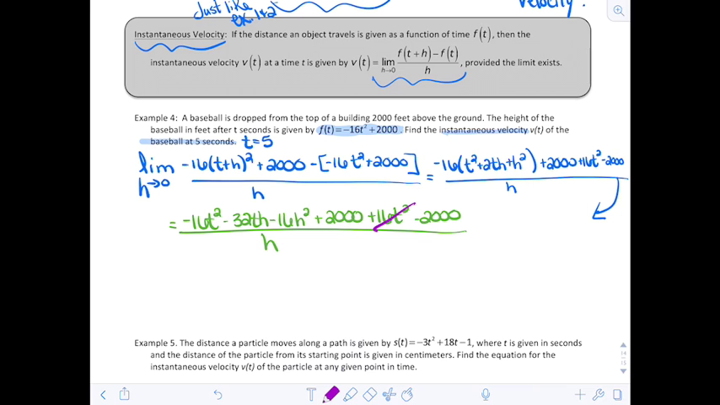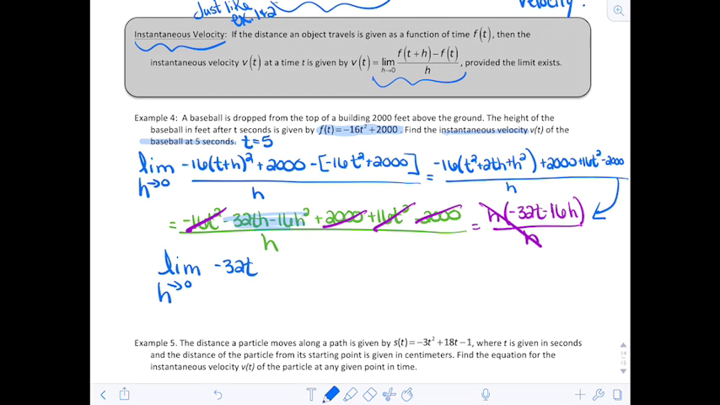And as I simplify, I have a positive 16t squared and a negative 16t squared, a positive 2,000 and a negative 2,000. Everything that I have left has an h in it, so I'm going to factor the h out of the top, and I'm left with negative 32t minus 16h over h, and those cancel. So now that I've lost that h in the denominator, I can look at the limit as h approaches 0 of negative 32t minus 16h. And I can evaluate this limit by plugging in 0, and I get negative 32t. That is my instantaneous velocity equation.